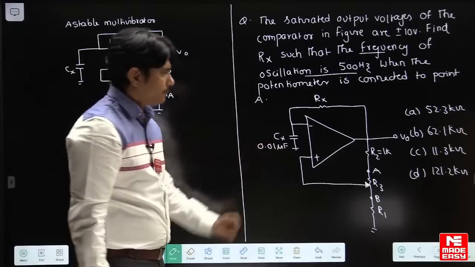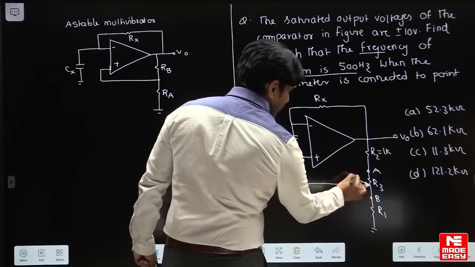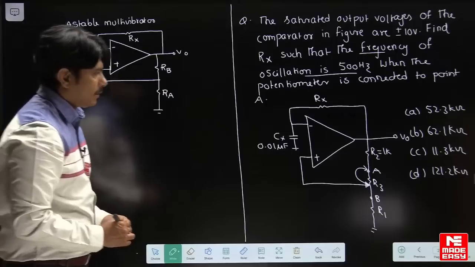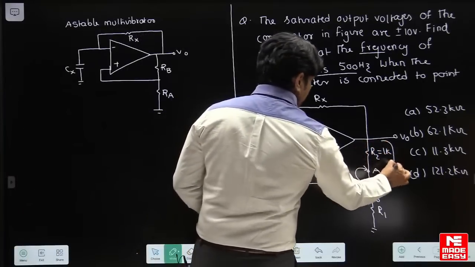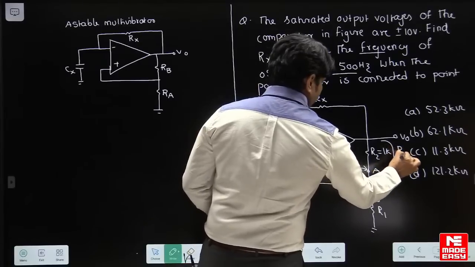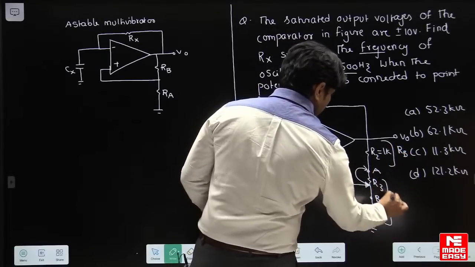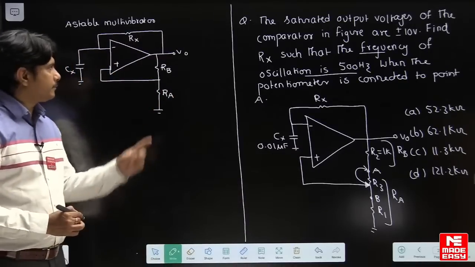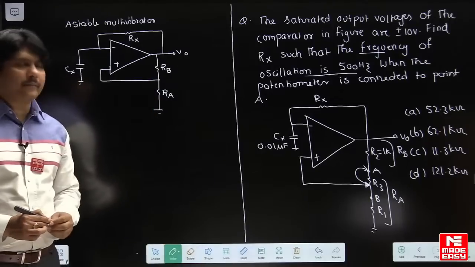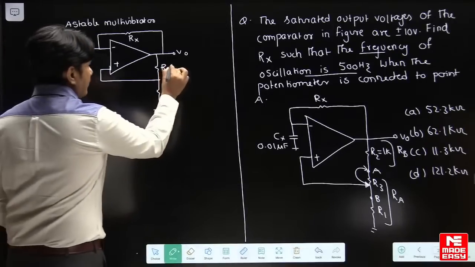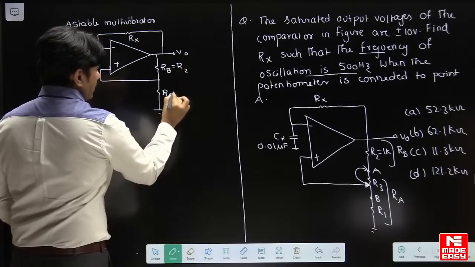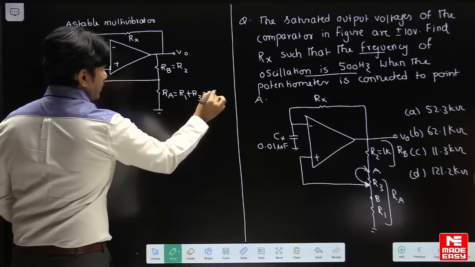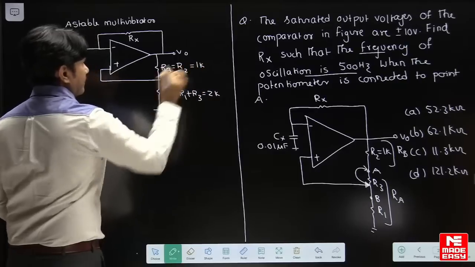According to this question, if the wiper is connected to this point, then automatically according to my formula this becomes RB and these two series resistors will become RA. That R2 will become RB and RA becomes R1 plus R3. So RB becomes R2 here and RA becomes R1 plus R3. This will become 2K, this will become 1K.